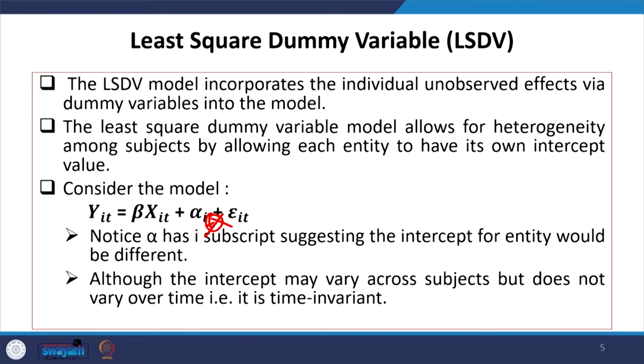Although the intercept may vary across subjects, it does not vary over time. That is the reason why it is called a time invariant model. So, there is no t term attached with alpha_i. The LSDV estimator is actually a pooled OLS, including a set of n dummy variables. This identifies the individuals and hence an additional n parameters, since we are adding n dummies.